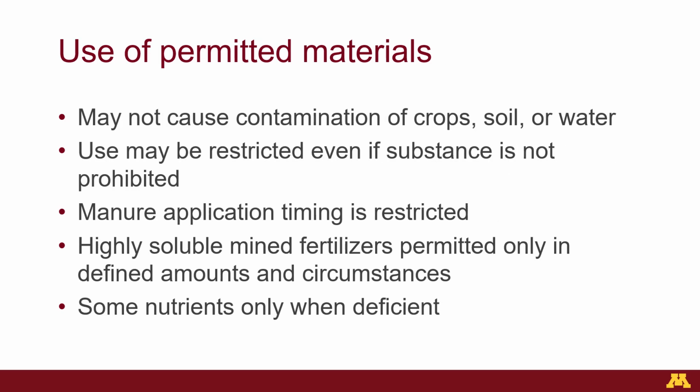The National Organic Program states that materials cannot be used in a manner that will cause contamination of crops, soil, or water. This means that even if a substance is not prohibited, its use may be restricted. For example, the timing of application of raw animal manures is subject to restrictions. Certain highly soluble mined fertilizers such as Chilean nitrate are permitted only in defined amounts and circumstances, and some nutrients can be applied only if you have tests documenting a deficiency.